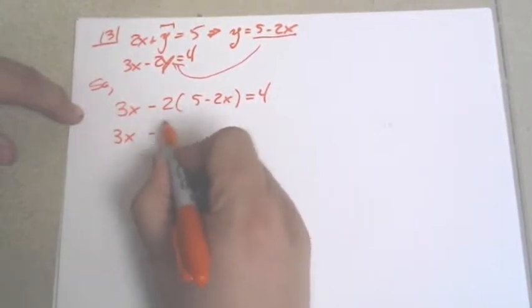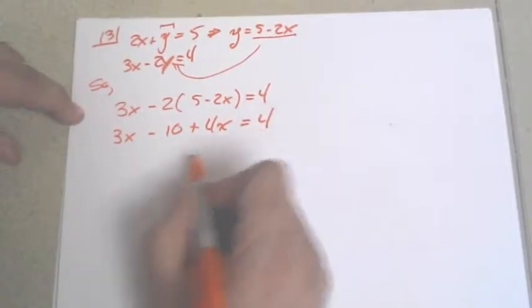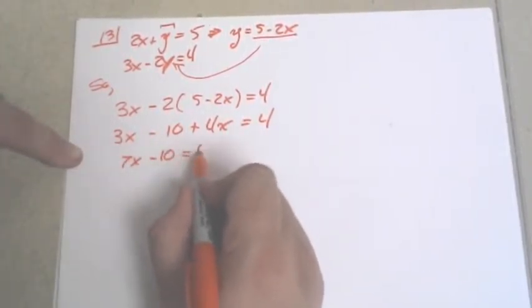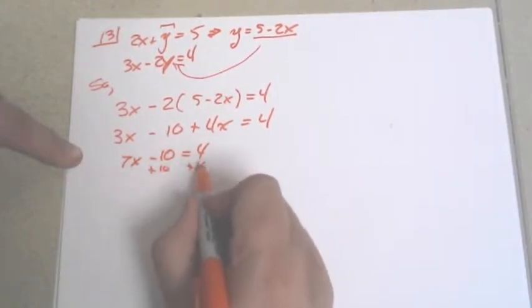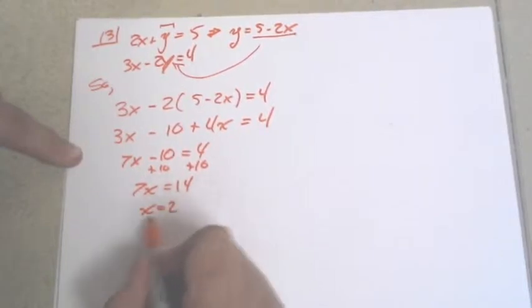So 3x minus 10 plus 4x equals 4. Collect some like terms here. 7x minus 10 equals 4. Add the 10, add the 10. Oh, that's nice. 7x equals 14, so x equals 2.